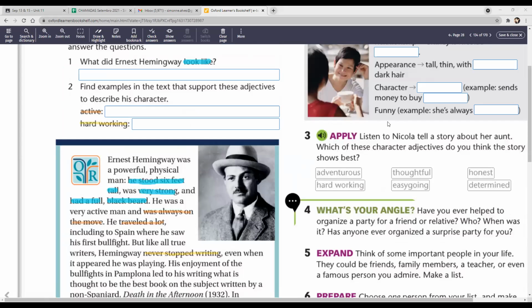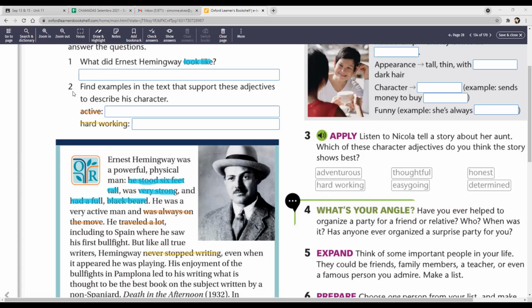Okay, guys. So let's say, what did Ernest Hemingway look like? He was 6 feet tall, very strong, and had a full black beard. Excellent. Of course, here in the picture, it doesn't show because this picture was taken when he was younger, right? But in his late years, this is what he looked like. He was very strong, like in the video, right? He was a big man, well built. And he had a full black beard, right? Actually, the beard grew white with time, right? But that's what he looked like.